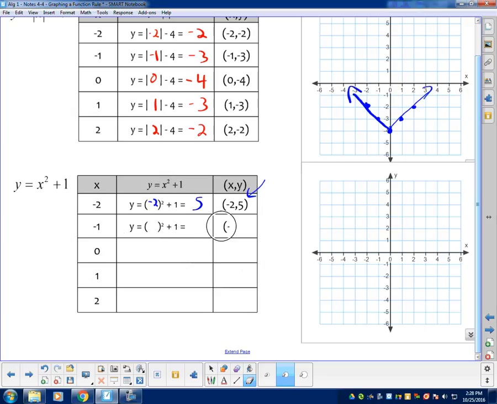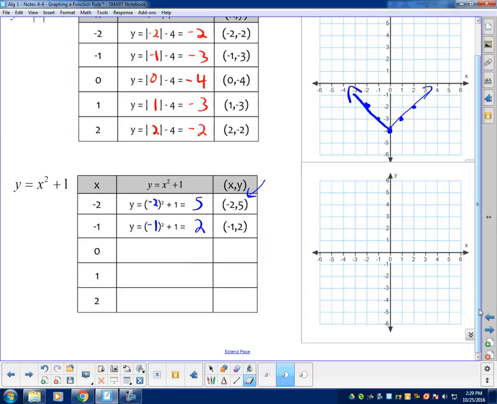Hold on. What are you doing? Try and keep up. I plugged in negative 2 here first, and I put it in parentheses to tell me to take negative 2 times negative 2, which is positive 4. Then in the second line, I'm going to plug in negative 1 right here. Negative 1 squared is 1. 1 plus 1 is 2. Okay, so there's the second coordinate, negative 1, comma 2.